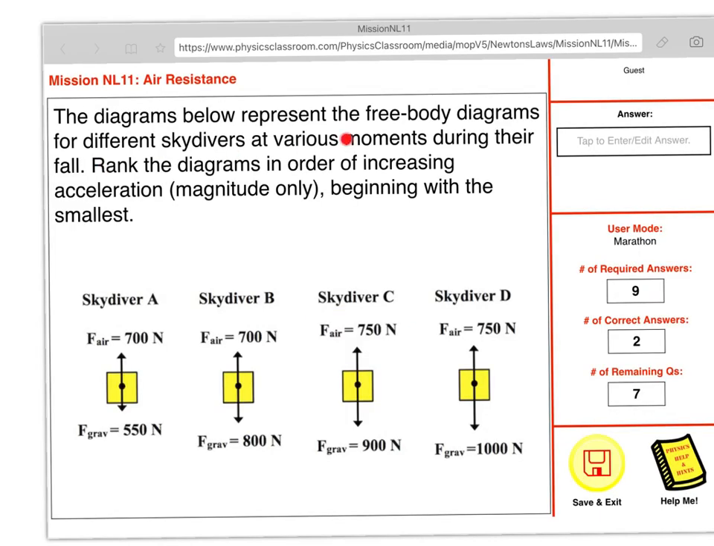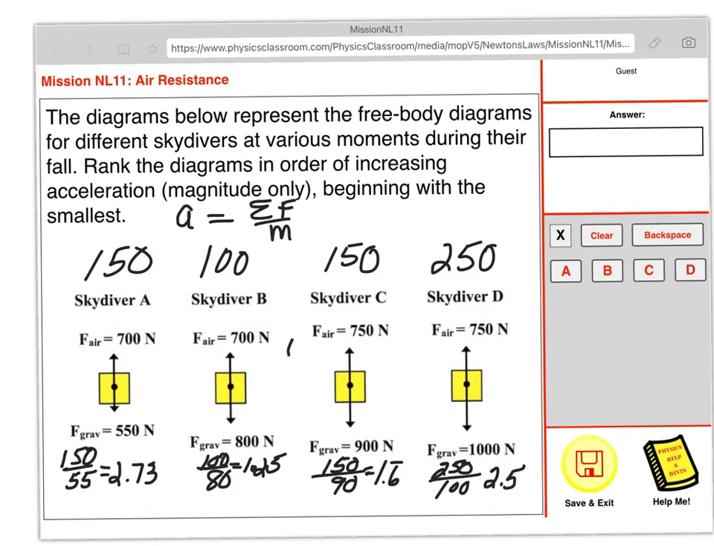Okay, read this over carefully, see what you come up with, and then come back and see what I'm going to say. This one's a little harder than it first appeared, at least to me. So we want to rank accelerations. Acceleration is the net force divided by the mass. So the first thing I did was to find the net force. We're doing magnitude, so it doesn't matter whether it's up or down, but these are all down anyway. And so the net forces are that way, but notice the masses are different.